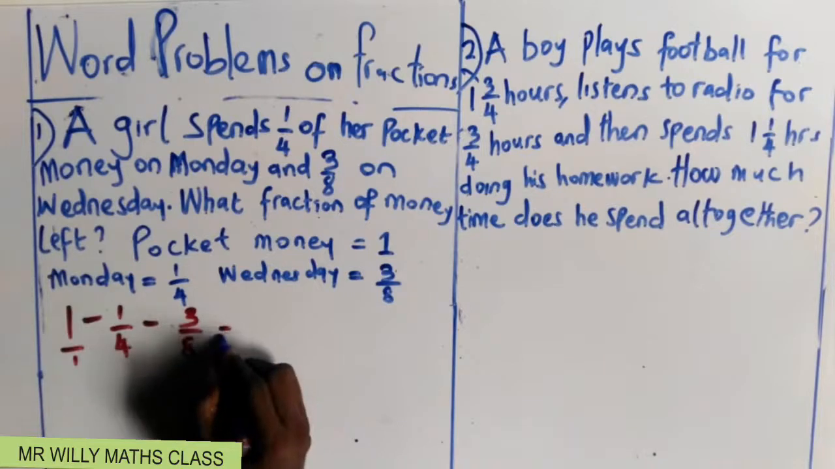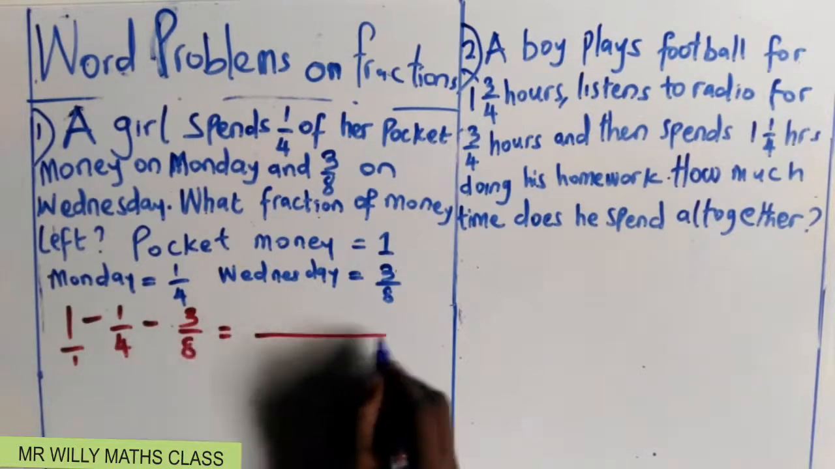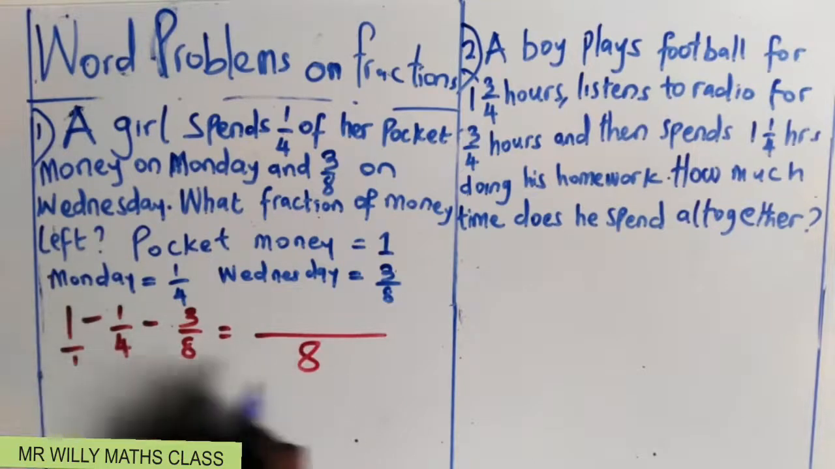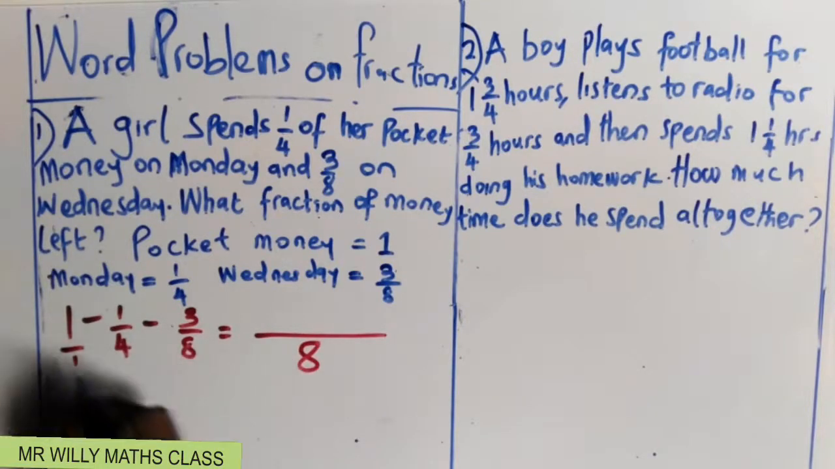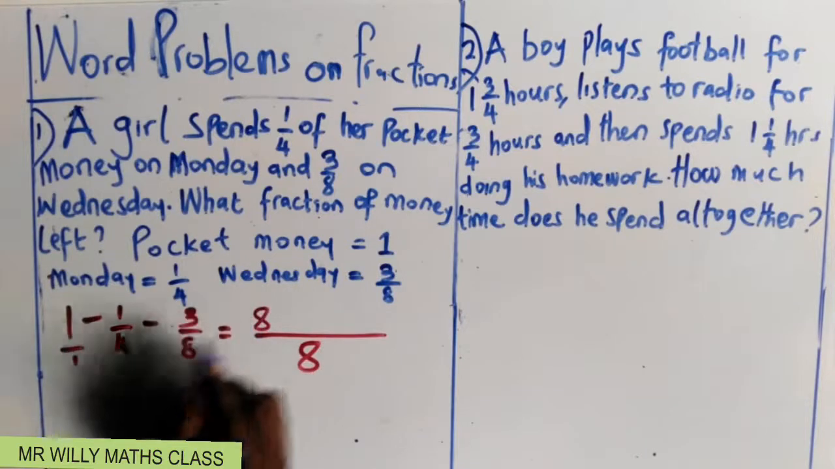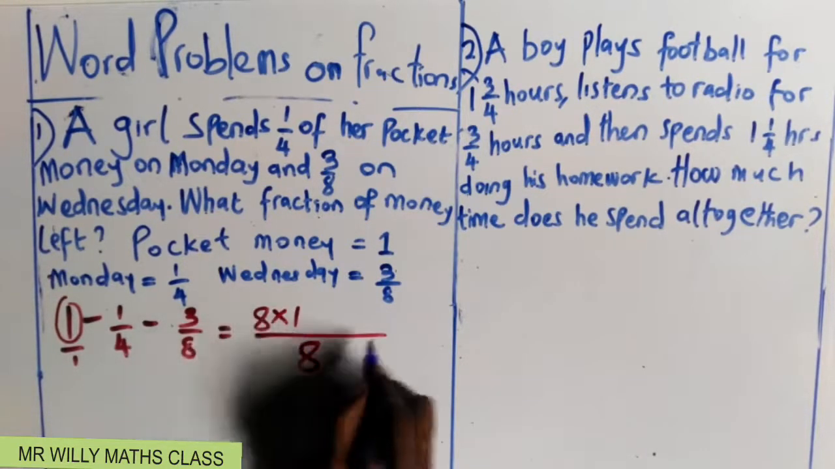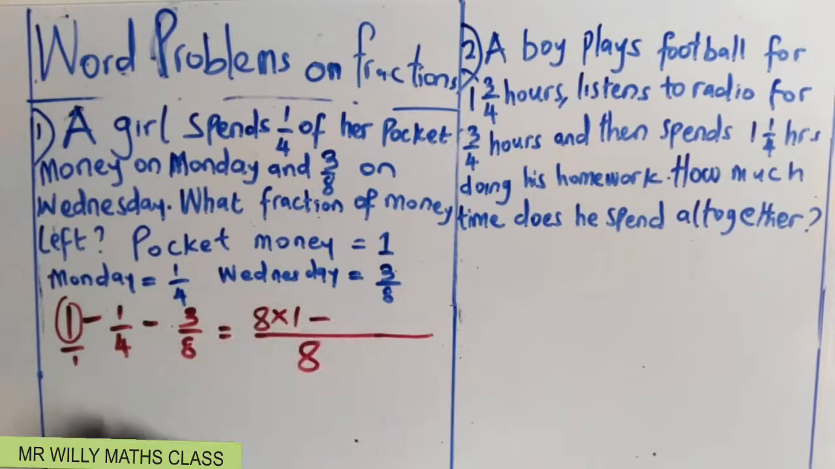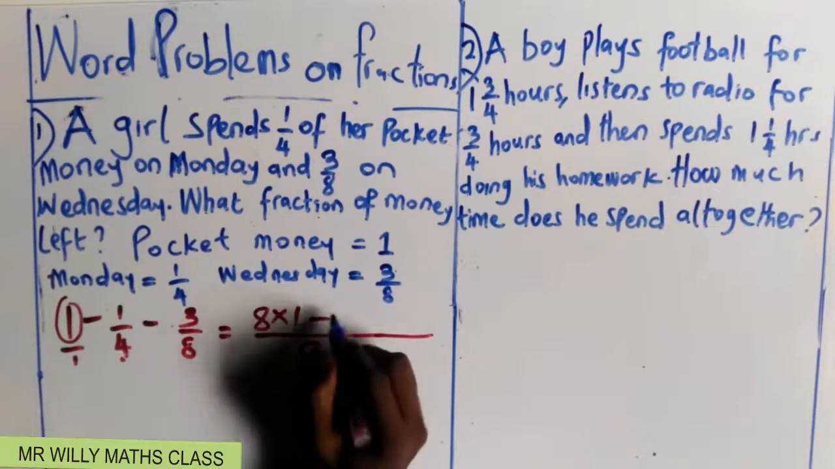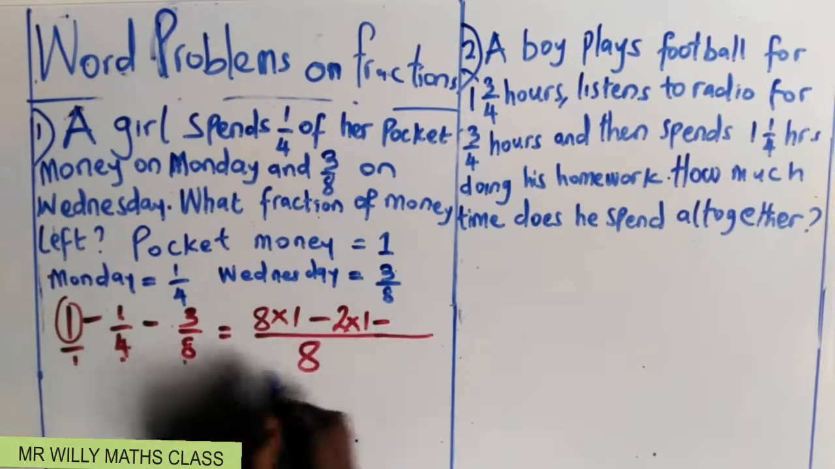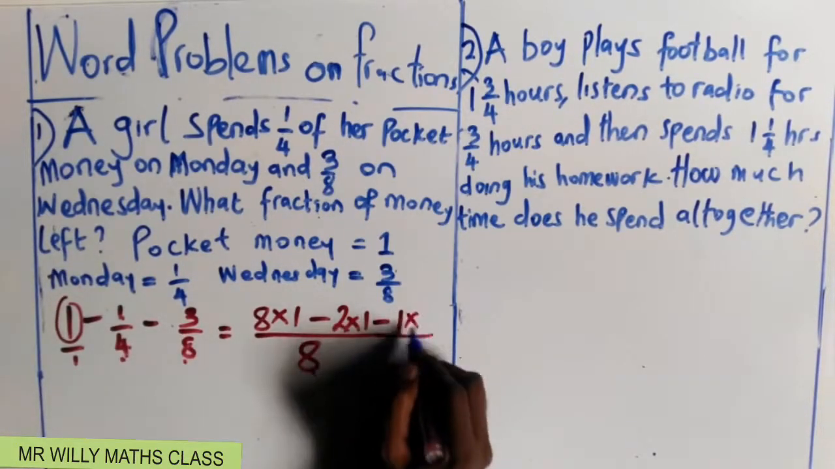So what do you do then? It's very simple. Just look for the LCM. The LCM will be what? It will be 8, because 1 is a factor of 8, 4 is a factor of 8, and 8 is a factor of 8. So use the 8 to multiply the numerators. That'll be 8 times 1, minus 8 divided by 4 is 2, 2 times 1, minus 8 divided by 8 is 1, times 3.